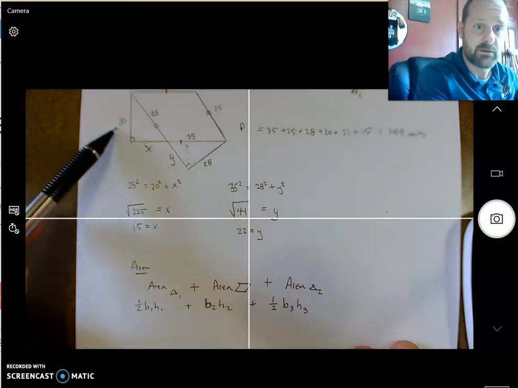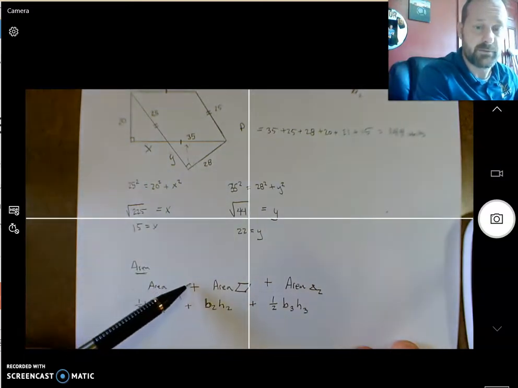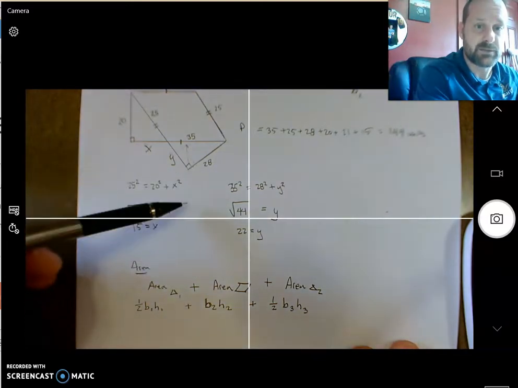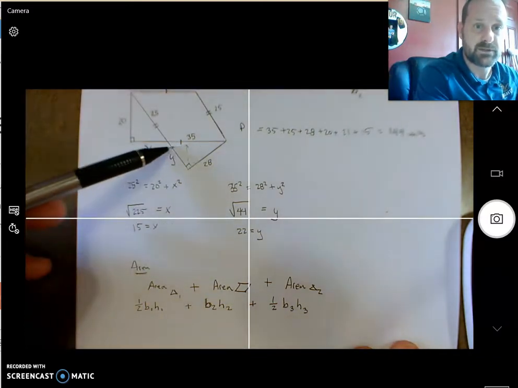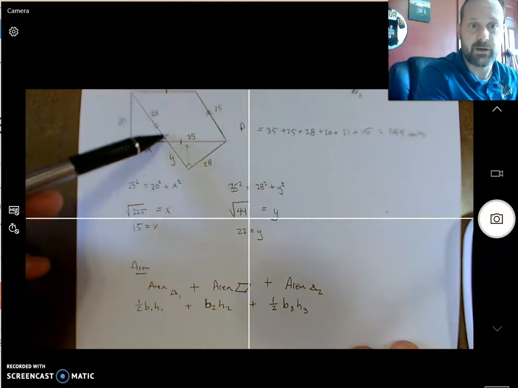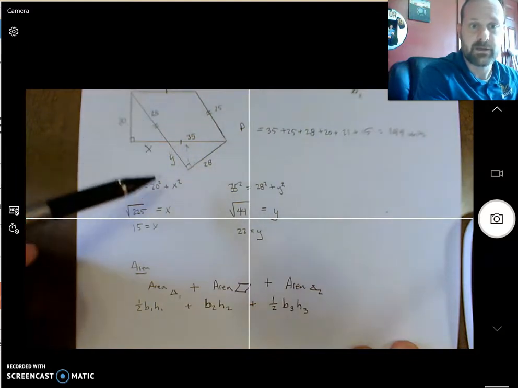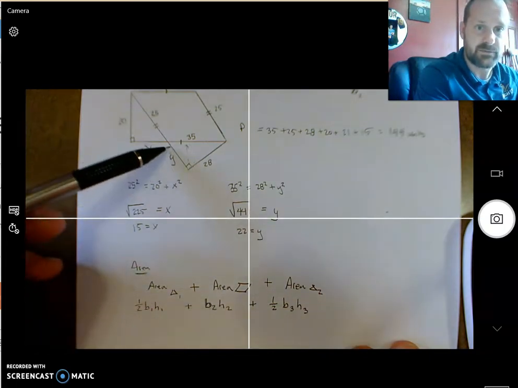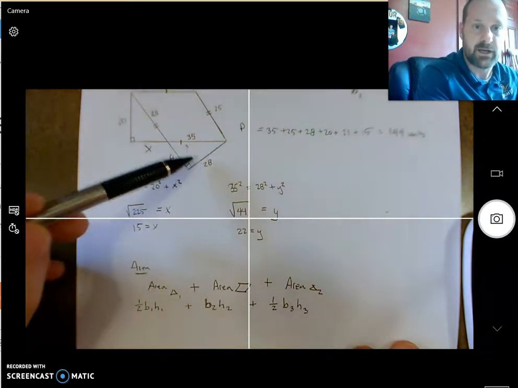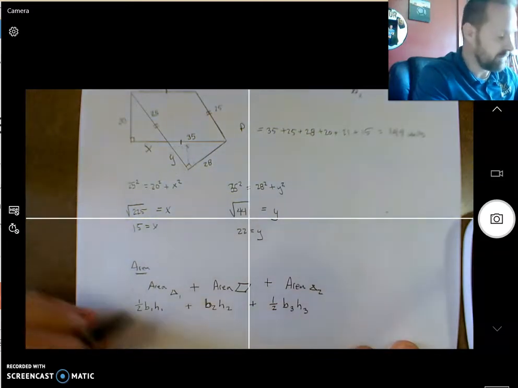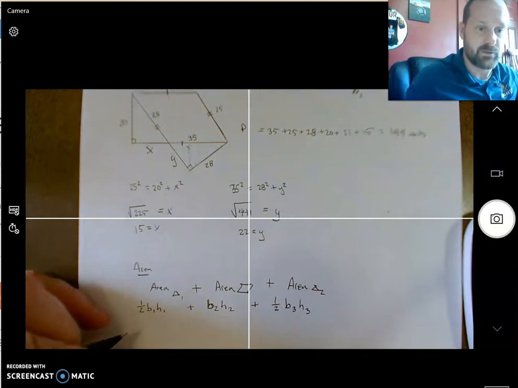Times height 1, plus for the area of the parallelogram, it'd be base 2 times height 2. So base 2 multiplied by height 2. It actually turns out the height for the area 1 and the triangle, these are the same. Okay, and then area of this one, this would be this base and this height. Now I could do it from here, but I have to do extra work if I wanted to find the height from here. Okay, so there we go. I'm going to go ahead and show you the work on that.